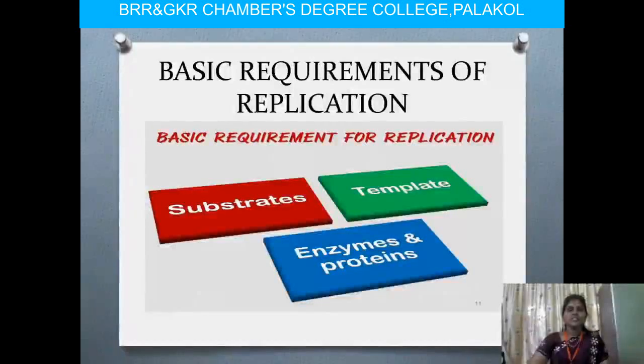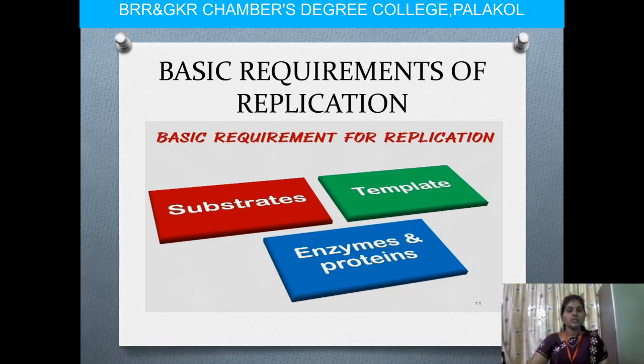Good morning students. Our next topic is basic requirements of replication. In the previous section I spoke about replication and the models of replication, and I also spoke about the origin of replication. I also gave some introduction about the requirements of replication. So now I am going to explain in detail the replication requirements.